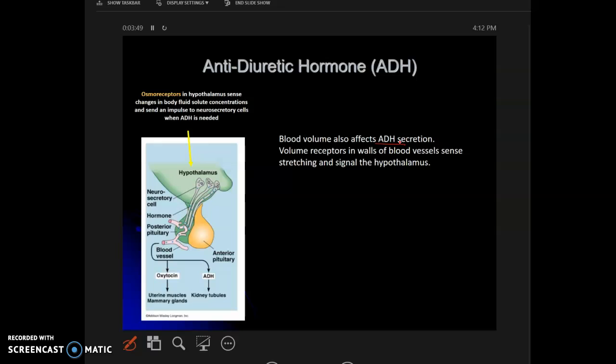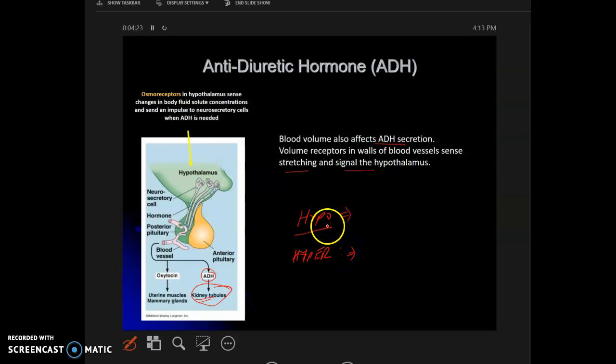We talked about this, right? We talked about the stretch receptors and signals going to the hypothalamus. As soon as the ADH is released, the ADH is going to act on the kidney tubules and reabsorb water. So again, the problem is when there is hyposecretion or hypersecretion. That's the problem that you have to talk about.